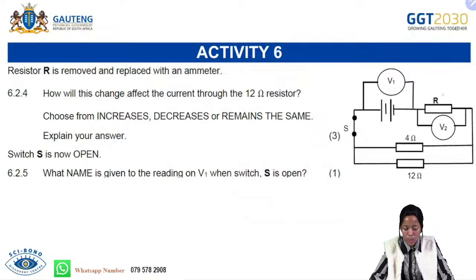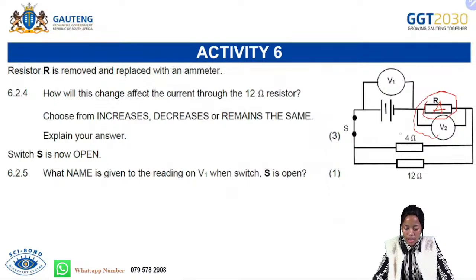Now, it says here resistor R. So which one are we looking at? We're looking at this one here. This resistor there. Resistor R is removed, and what is it replaced with? It's replaced with an ammeter. Okay, so we no longer have a resistor there. If we no longer have a resistor and we have an ammeter, it means that number one, what is it that you think will happen?